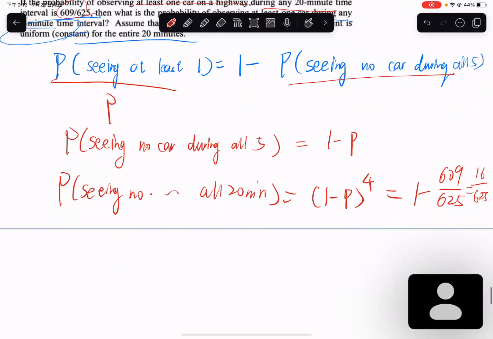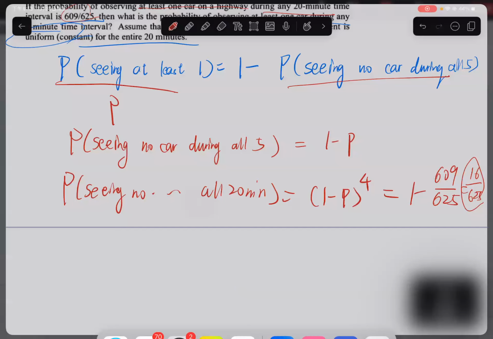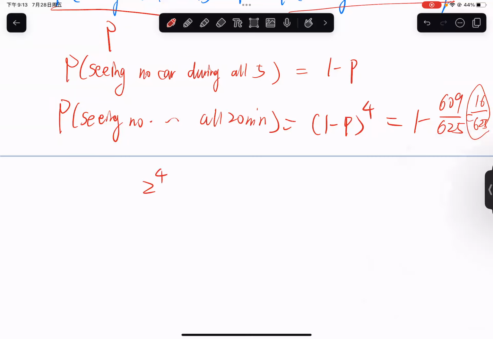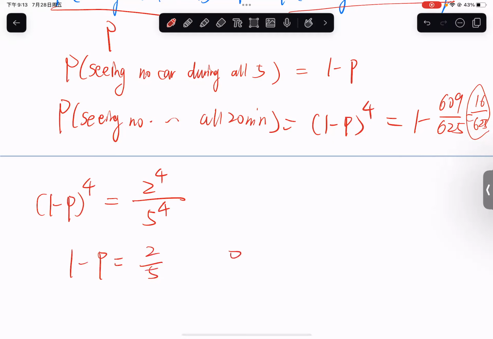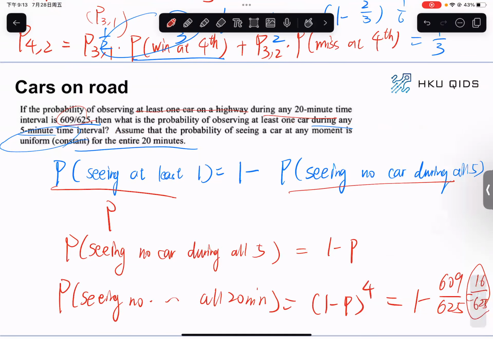And you see, if you are familiar enough with numbers, you already know this 16 is 2 to the power of 4. And 625 is just 5 to the power of 4, right? And this is going to be (1 minus P) to the power of 4. So 1 minus P is 2/5, and P is going to be 3/5. So there is a 3/5 chance that there is at least 1 car during any 5-minute interval.